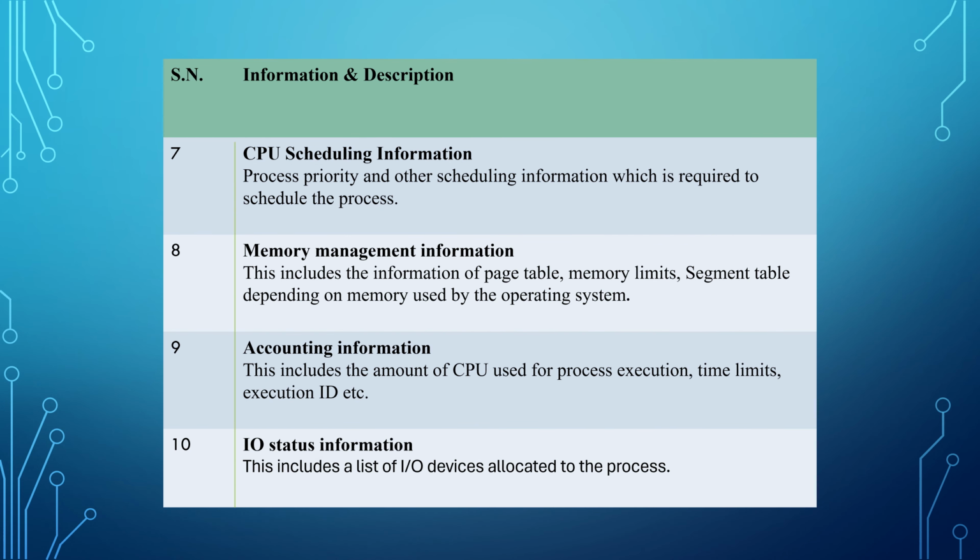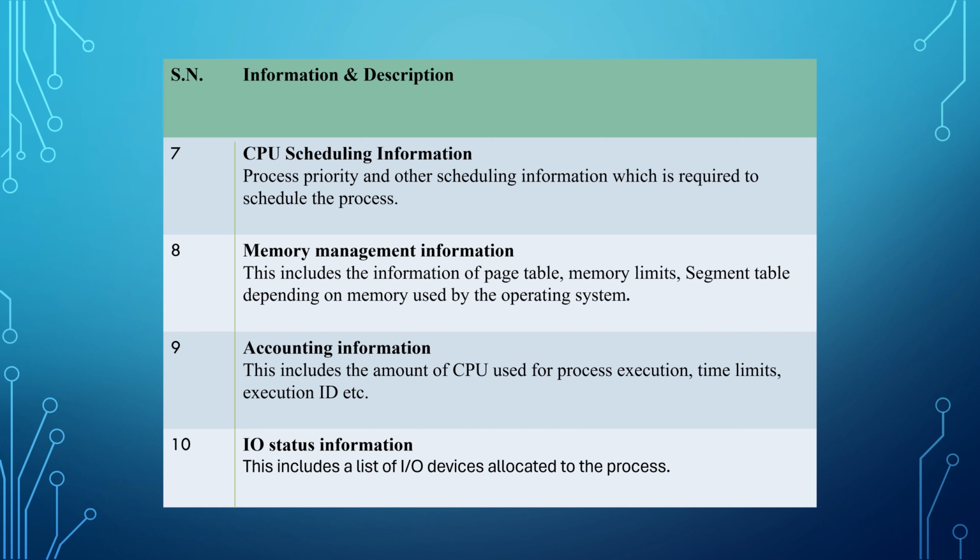Seventh one, CPU scheduling information. In this, process priority and other scheduling information which is required by the scheduler to schedule the process. Eighth one, memory management information. This includes the information of page table, memory limits, segment table, depending on memory used by the operating system.